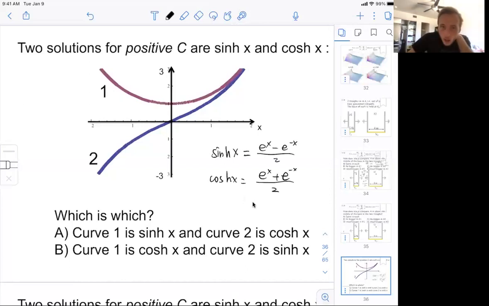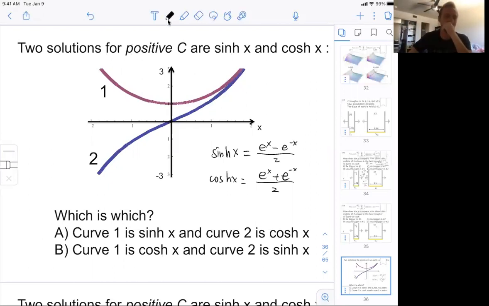All right, so there seems to be an agreement. A majority of you agreed that curve 1 is the cosh function, and curve 2 is the sinh. There is more than one way to figure this out. Would anybody like to share what they thought?